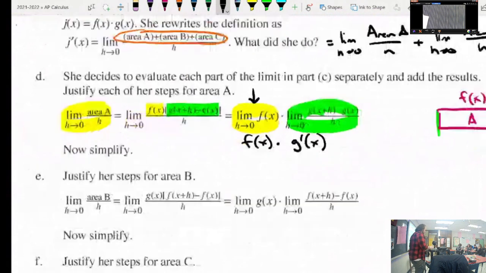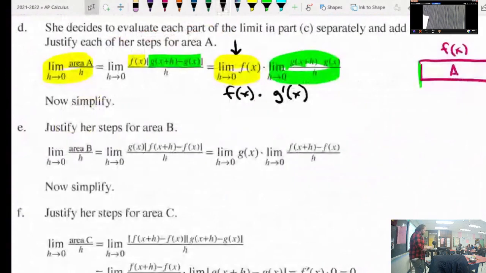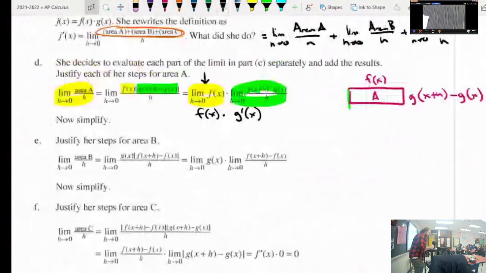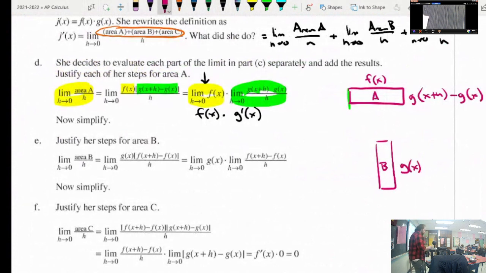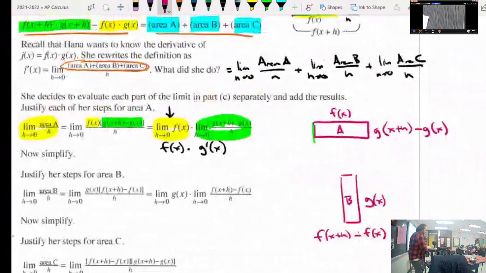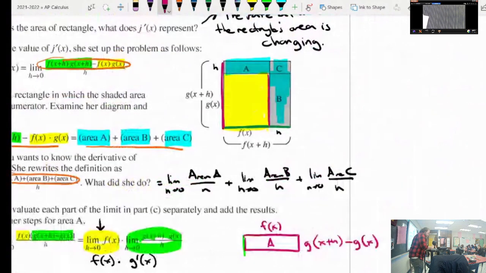Let's look at part B, area B. It's very similar. This time area B looks more up and downy than left and righty, but it's the same kind of idea. The height of the rectangle in part B is g of x, the original g of x. And the width you can find by taking the f of x plus h and subtracting the original f of x. Again, if you look at the picture, there's your rectangle for B right there. The height of it is g of x, and the width is f of x plus h minus f of x. That's what's left over.